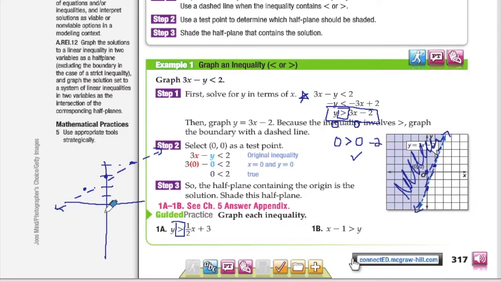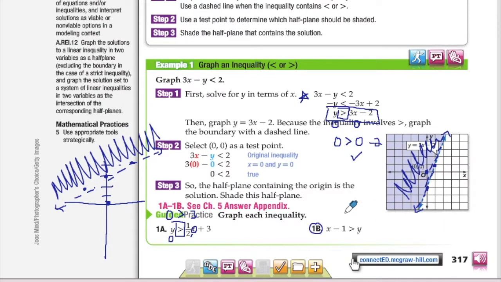And I'm going to pick the point 0, 0 to plug in for x and y. 0 is 1/2 of x plus 3. Is 0 greater than 3? No, that's not a true statement, so I will not shade in the direction of 0, 0, but I'll shade up here above the boundary line.